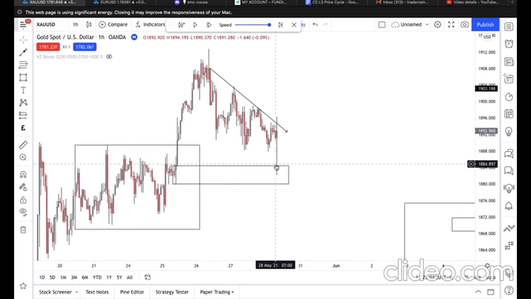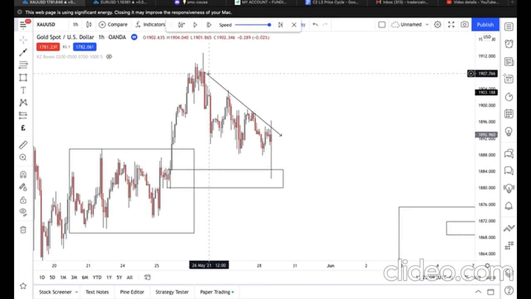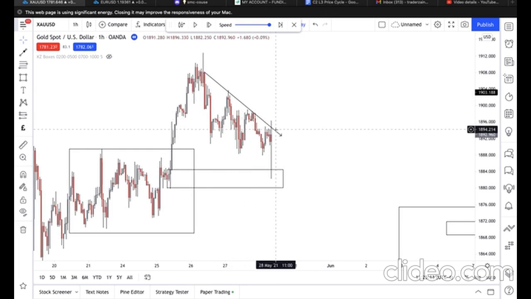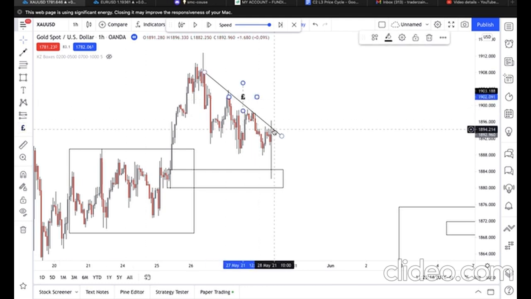Now, this is the reversal phase. Now, what is the purpose of the reversal? To take out any liquidity. What is this? A trend line, right? So what is this? Liquidity. Now, what's price going to do? Take out that liquidity. The whole purpose of the reversal is to seek for any liquidity.